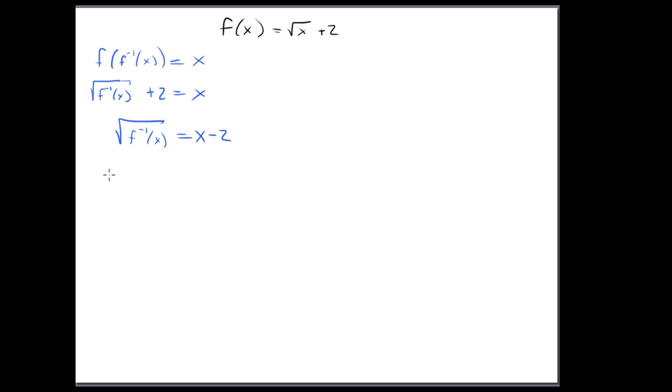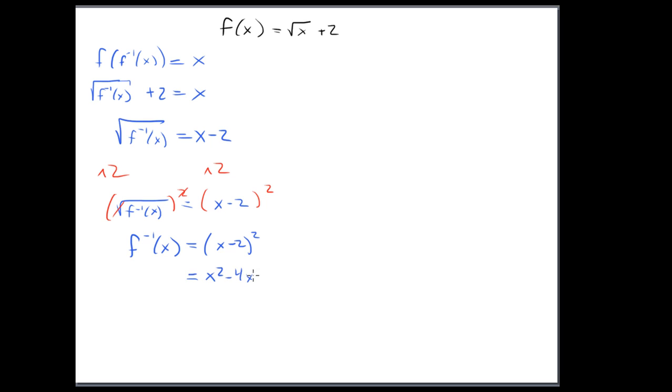And now what we do right here is we go ahead and square both sides, right? We're going to raise them both to the second power. x minus 2. Great. And the square root and the square cancel on this side, and that leaves us with f inverse of x is equal to the quantity x minus 2 squared. If we wanted to FOIL that out, that would be x squared minus 4x plus 4. But I think this is just fine. And then we need to graph that.